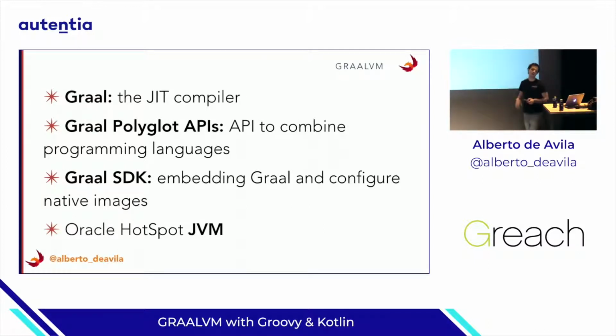When you download the GraalVM installer or source, it contains four things. It contains Graal, the JIT compiler. It contains also the Graal Polyglot API that allows us to combine all the previous programming languages to work together. You can use the Graal SDK that is used to configure native image and embedding Graal. And you have also the Oracle HotSpot JVM.